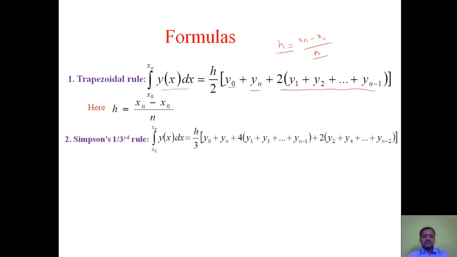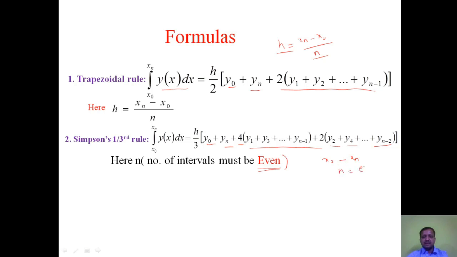Here Simpson's 1/3 rule: h by 3 times first term plus last term, plus 4 into odd terms, the odd indices y1, y3 and so on up to yn minus 1, plus 2 into the even indices. You can remember it like this. There is one restriction: the number of intervals must be even. You divide the interval x0 to xn, and the number of intervals n must be even in this case.